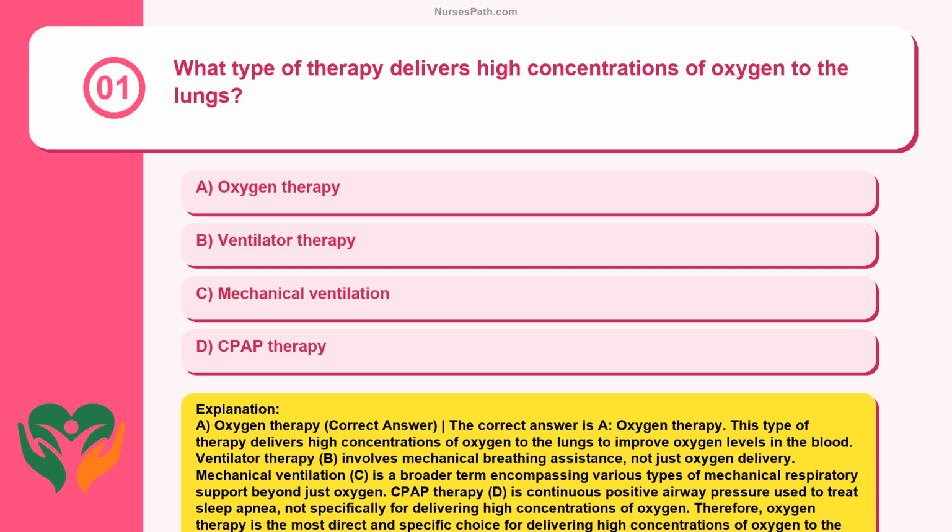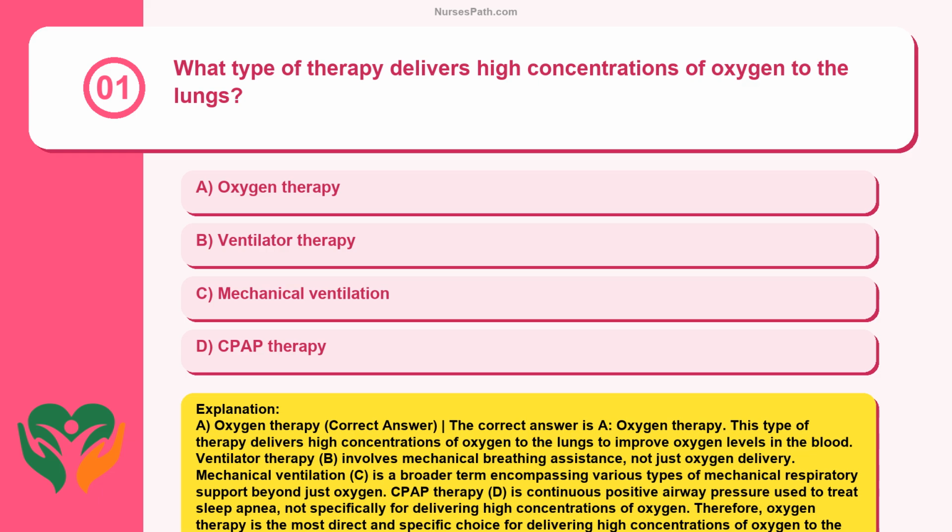A. Oxygen therapy. Correct answer. The correct answer is A. Oxygen therapy. This type of therapy delivers high concentrations of oxygen to the lungs to improve oxygen levels in the blood. Ventilator therapy, B, involves mechanical breathing assistance, not just oxygen delivery.